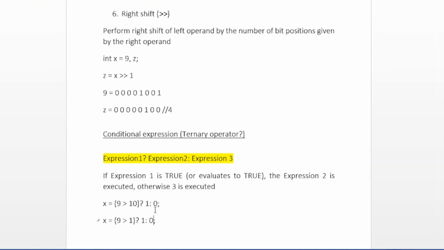So here x is some variable, and depending on the result of this expression either 1 or 0 will be assigned to x. 9 is greater than 10? No, false, so x will contain 0. Now here, 9 is greater than 1? Yes, true, so in case of true this value is assigned, so x contains 1. So this is a ternary operator. If expression 1 is true, the expression 2 value is assigned to the left-hand side operand, otherwise the expression 3 value is assigned.